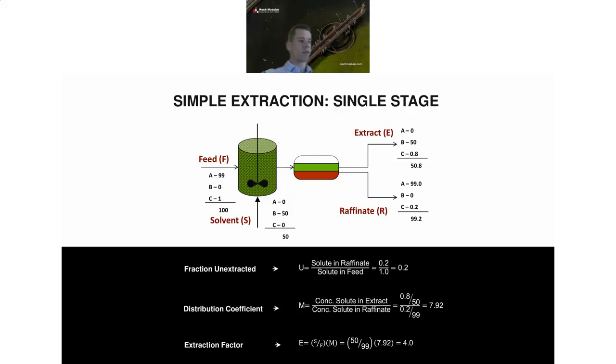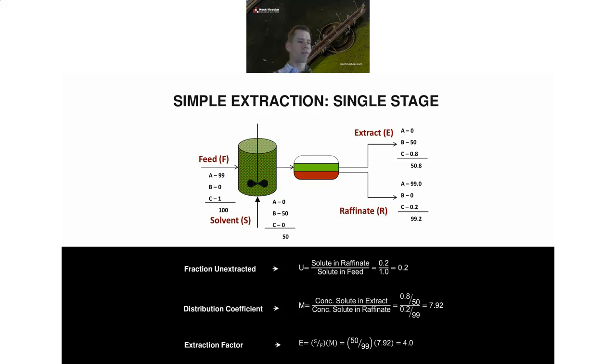When we talk about extraction processes, there's a few terms that we commonly use. First is the fraction unextracted. That's essentially just the amount of solute left in the raffinate versus what came into the extraction step in the feed. For this example, it's 20%. The distribution coefficient that we use very frequently essentially shows you how good of a solvent you have to extract the solute out of the feed. And it's defined as the concentration of solute in the extract divided by the concentration of solute in the raffinate, both on a solute-free basis. For this example, it's fairly high with a distribution coefficient of 8.